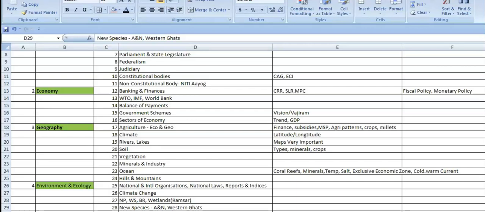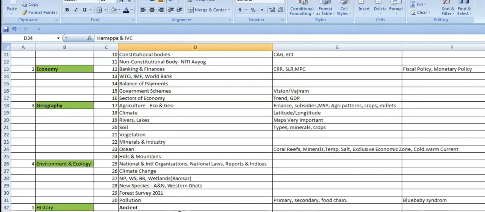Next one is the Forest Survey Report 2021 that you have to follow along with, and then pollution. When it comes to pollution, there are primary pollutions, like noise pollution, air pollution, the traffic and all these things. What are the secondary levels of pollution that are happening, and how is it affecting the food chain, the blue baby syndrome, and all these things that you have to cover in the topic of pollution.